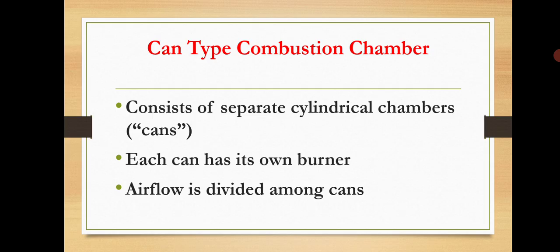A can-type combustion chamber consists of separate cylindrical chambers called cans. Each can has its own burner where combustion takes place independently. The compressed air is divided among these cans to support efficient and controlled combustion, making the system reliable and easy to maintain.